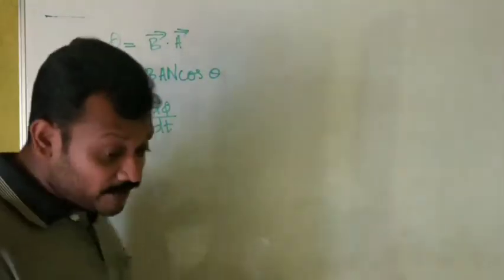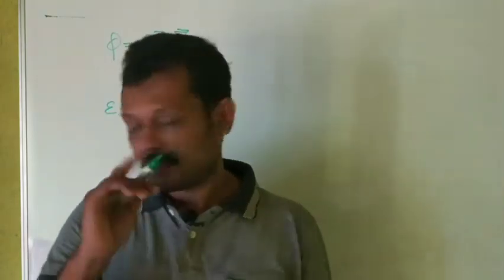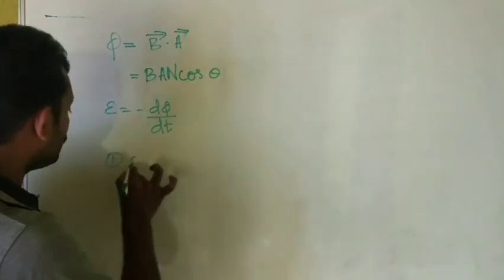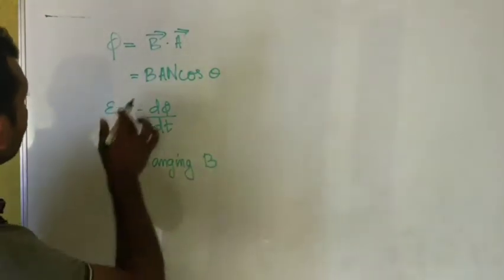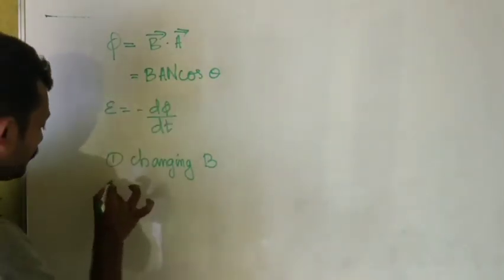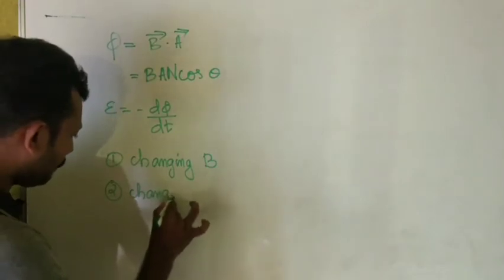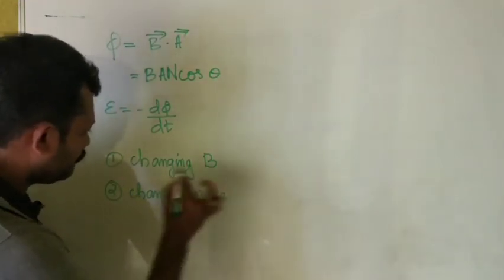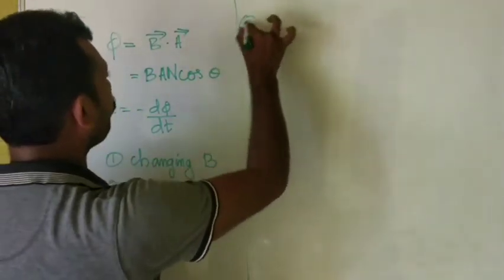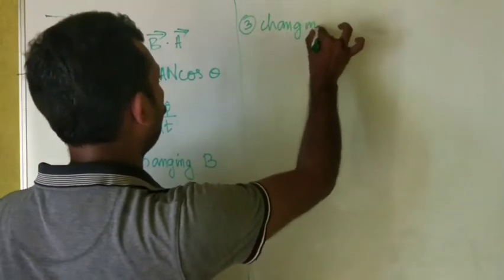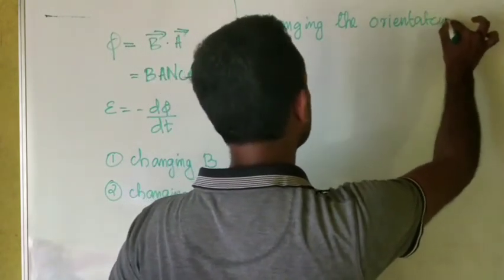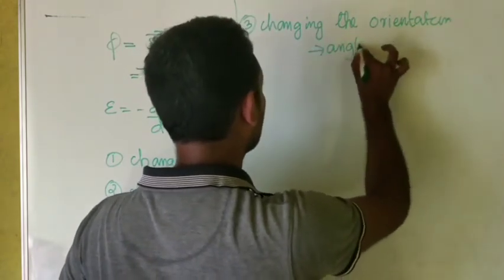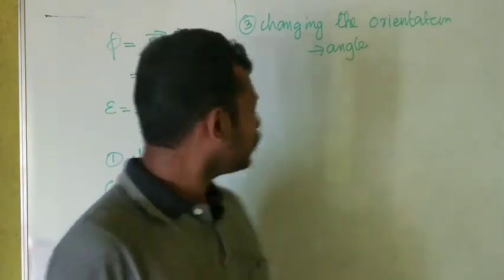Now question, in what all ways phi can be varied? In what are the ways by which we can vary magnetic flux? One, changing the magnetic field B. That is one way of inducing an EMF. Second one, changing area of the coil. Then third one, changing the orientation of the coil. Changing the orientation here means changing the angle. Number of turns changing, that often we won't do. So these are the ways by which we can induce an EMF.